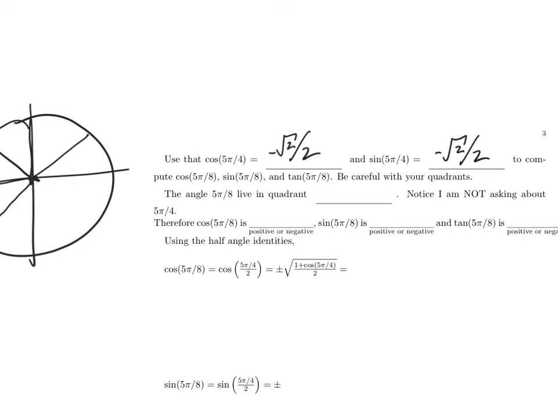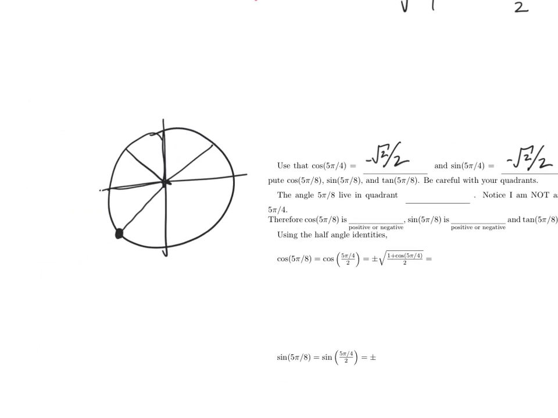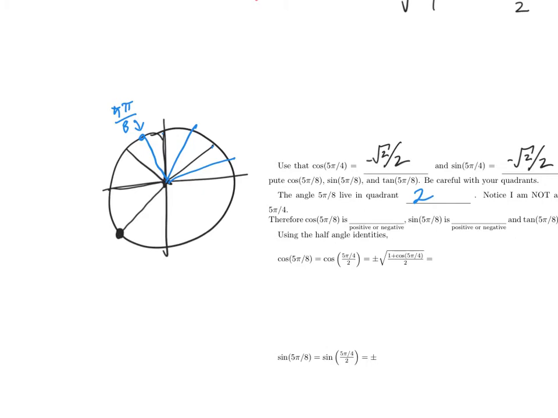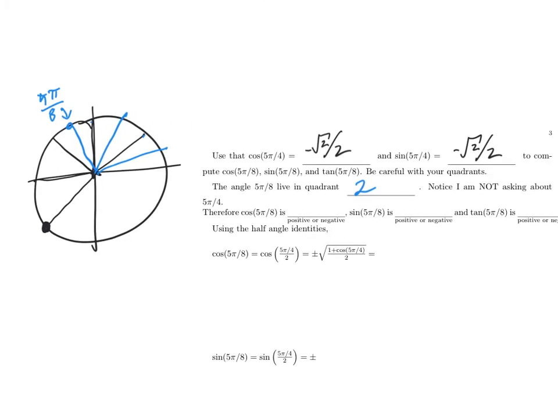Next, let's look at what we actually want to compute. I want to understand what cosine, sine, and tangent of 5 pi over 8 are. And you know what? Let's go ahead and figure out what quadrant to live in. So I'll draw a bunch of angles of pi over 8 until I've drawn 5 of them. So there's 1, 2, 3, 4, 5. So this appears to live in quadrant 2. And importantly, that was a question about 5 pi over 8, not 5 pi over 4. Therefore, this is quadrant 2.